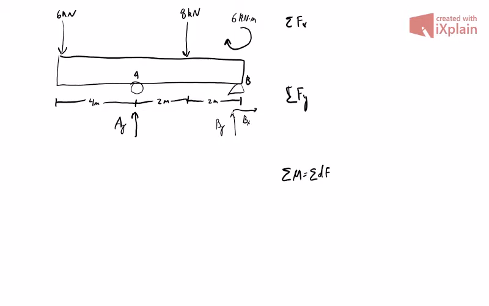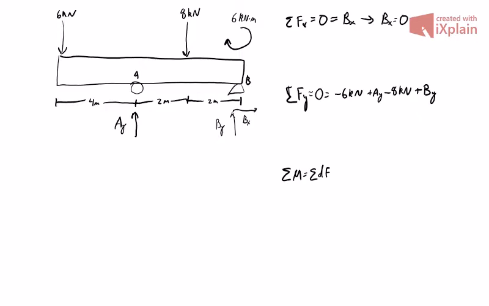So if we do sum of the forces in the x direction is equal to 0, the only force in the x direction is Bx. Therefore, Bx is equal to 0. So that wasn't too bad. If we do sum of the forces in the y direction is equal to 0, starting from the left, we have a negative 6 kilonewton force. Then we have a positive AY. Then we have a negative 8 kilonewton force. And then we have a positive BY. And again, the 6 kilonewton meters is an applied moment, not a force, so it doesn't factor into our force equations.